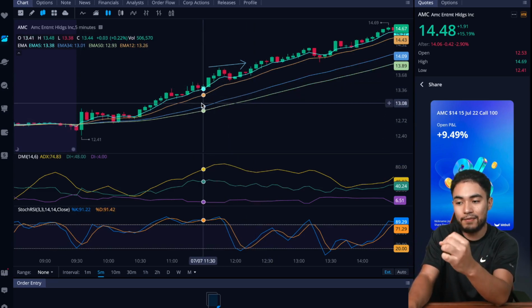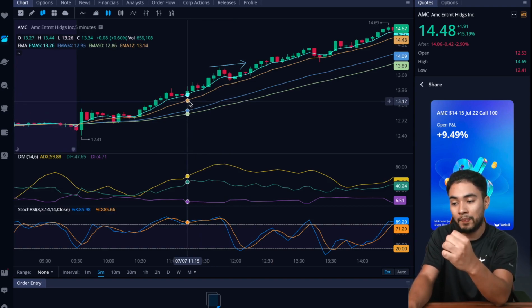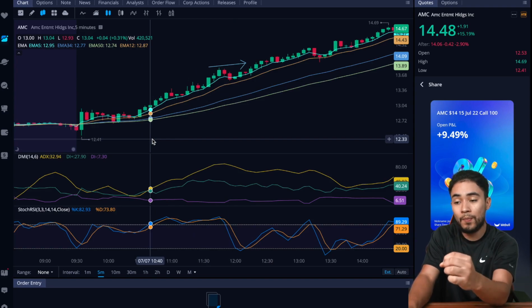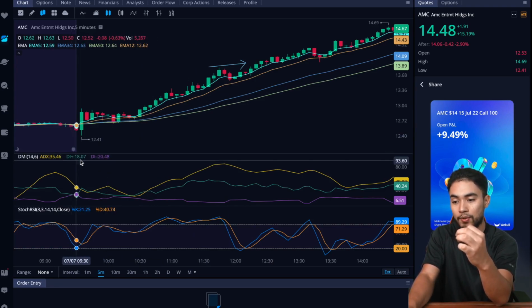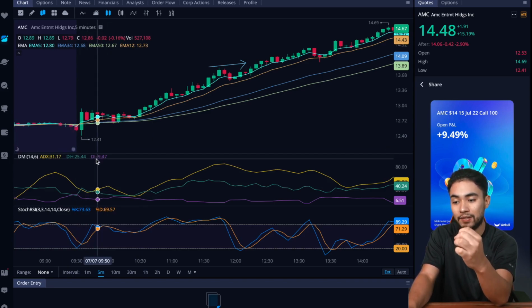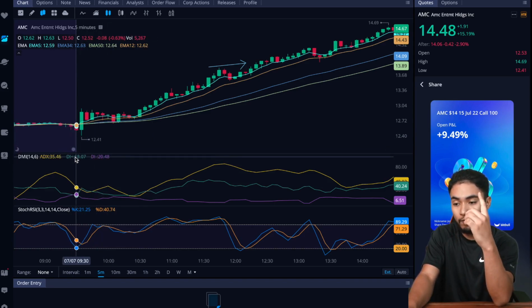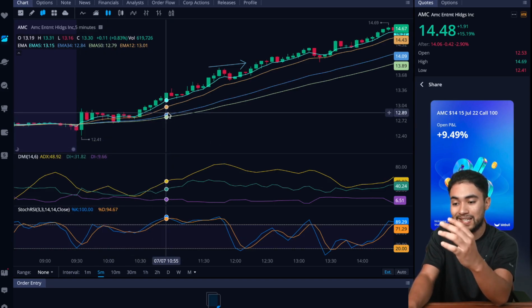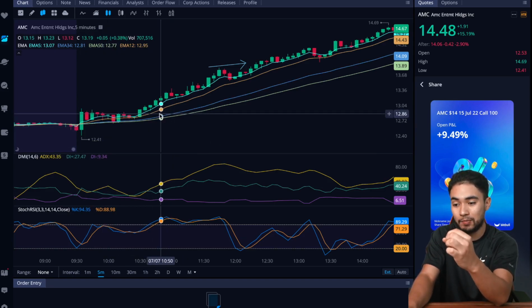Not only that, I haven't spoken about the DMI. Throughout this entire movement, the DMI was in full control for bulls. Why? Because the DI plus is for bulls, DI minus is for bears. Bulls being upward movement, bears being downward movement. So in this case, DI plus is at 31 at this point, and at this point 27. Whenever it's over 25, it's very strong.